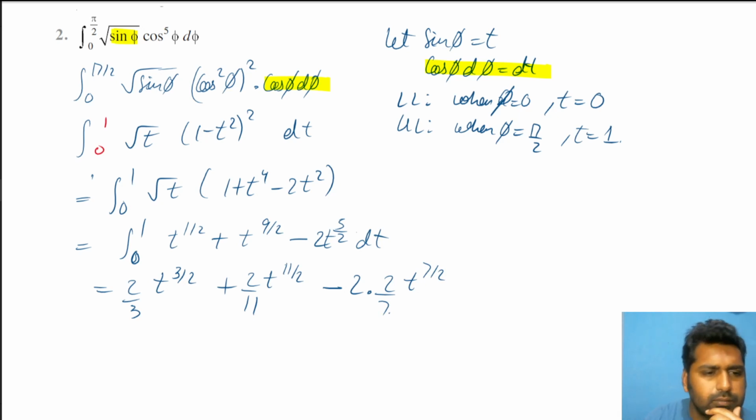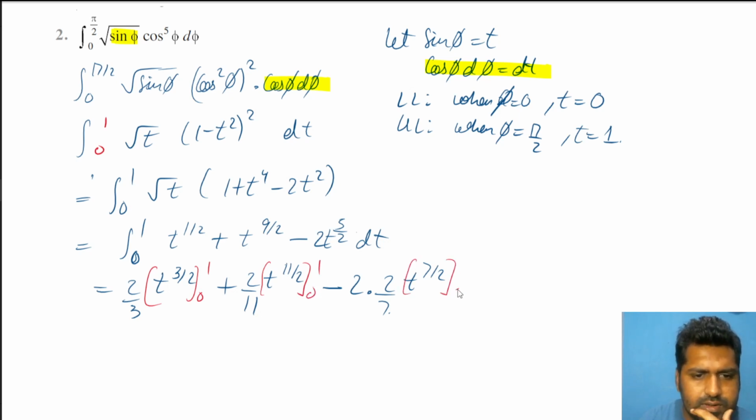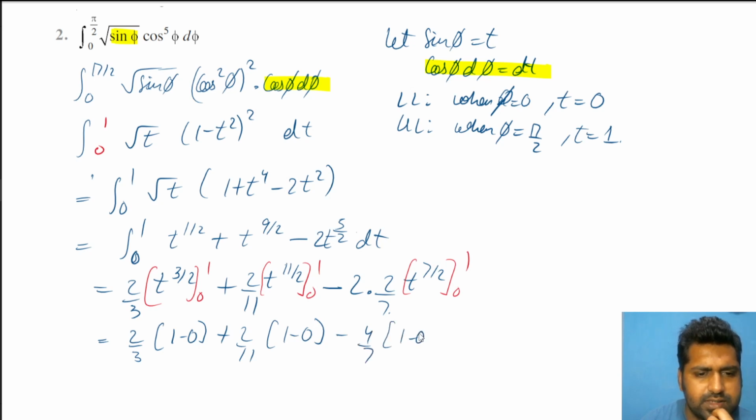Now what you can do is, I told you that for solving the limits you don't have to put in the whole expression 0 and 1. What you can do is solve them separately, especially on the variable part, not the constant part. 0 and 1, 0 and 1, 0 to 1. Okay. So this becomes 2 by 3. Upper limit is 1, so 1 raised to power anything is 1. 0 raised to power anything is 0. So this becomes simply 1 minus 0. Same here also, 2 by 11, again 1 minus 0. This is minus 4 by 7, again 1 minus 0.